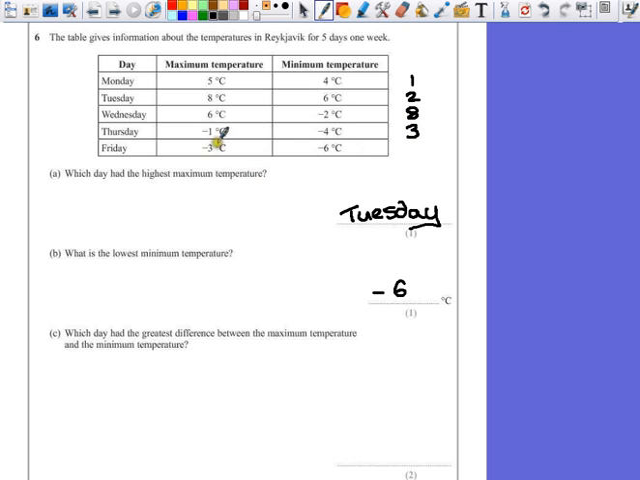On Friday, we're starting at -3. So we go -3, -4, -5, -6, which means we only have a 3 degree difference. So the biggest difference happened on Wednesday.